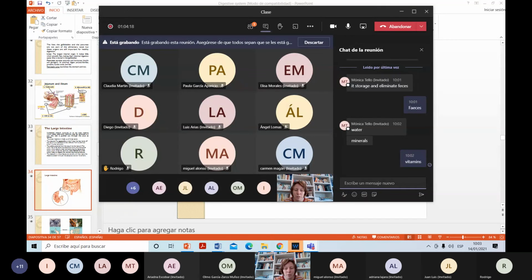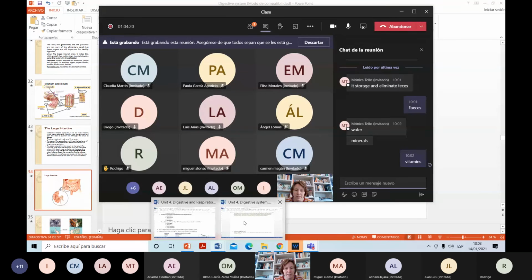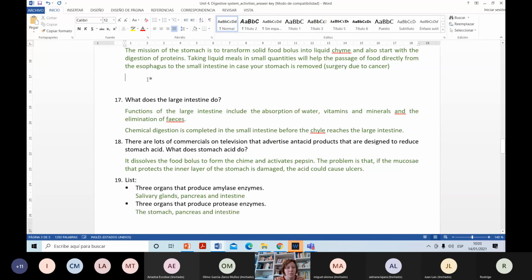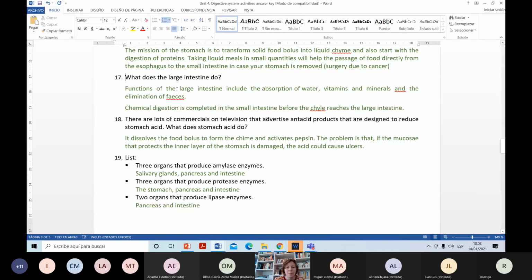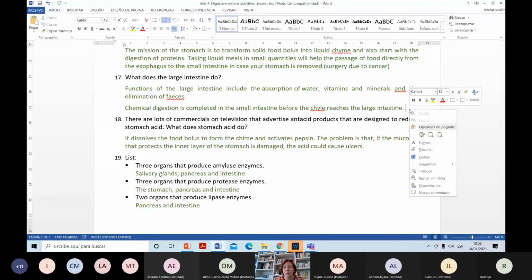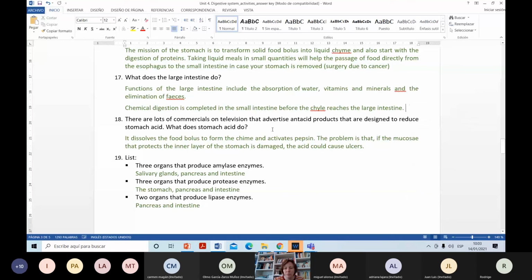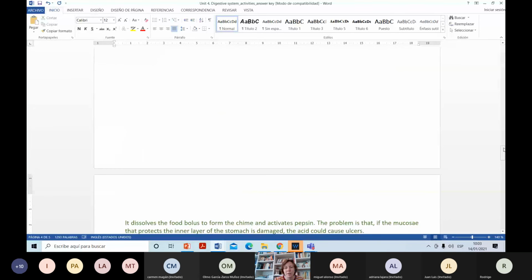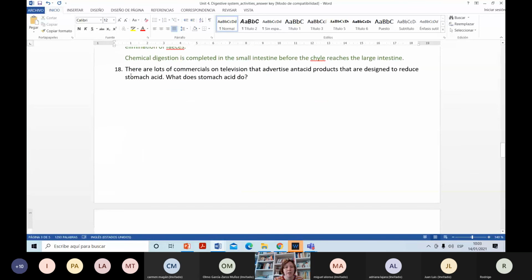Okay, so last question and we finish the class. Is this one. Function includes absorbing that and the elimination of feces. Chemical digestion is completed in the small intestine, so there's no chemical digestion. That was the reason for this last part. There's no chemical digestion in the large intestine.